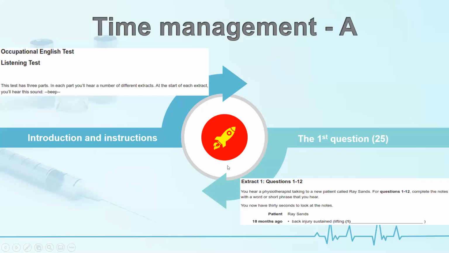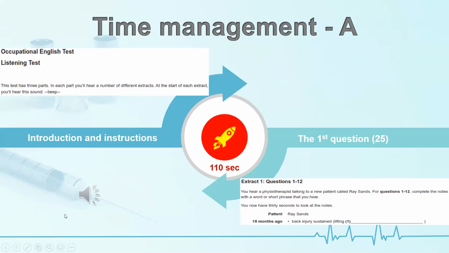So how do I manage my time in part A in the listening subtest? Actually, here we have 110 seconds, like a time gap between the introduction and the start of hearing the recording for the first extract, from the first question till the end. So let's hear this sample.